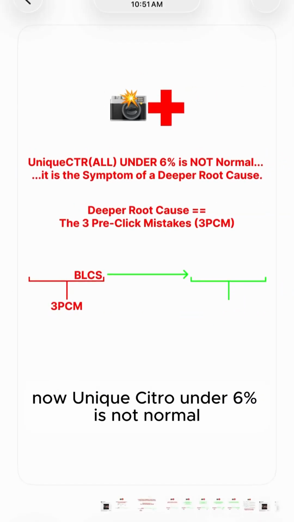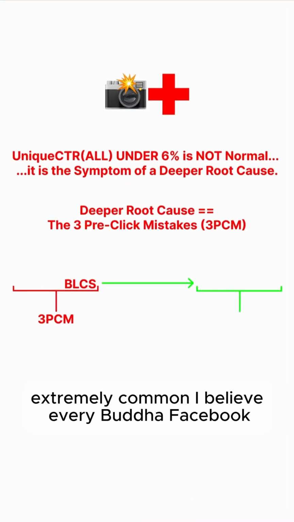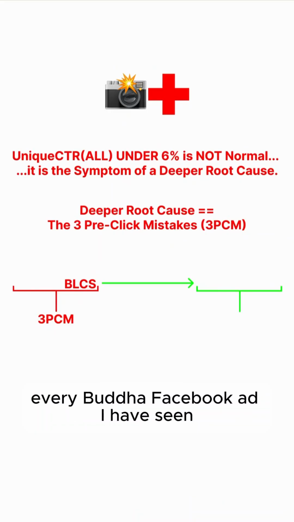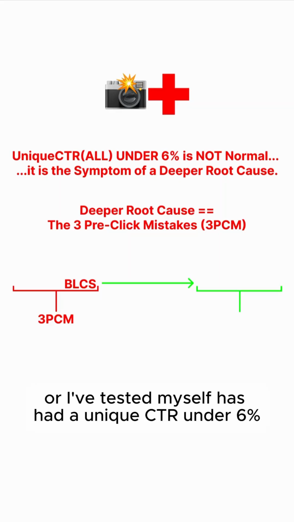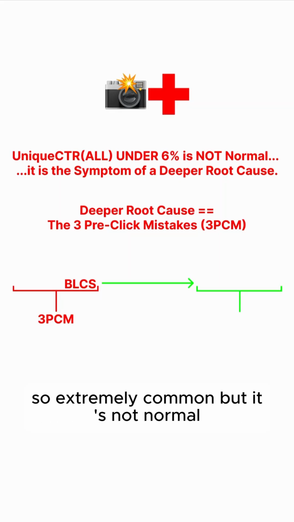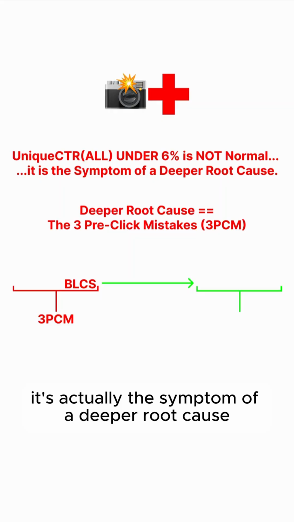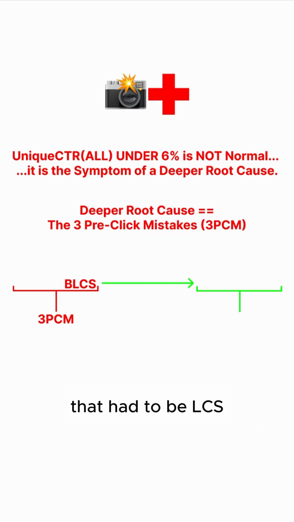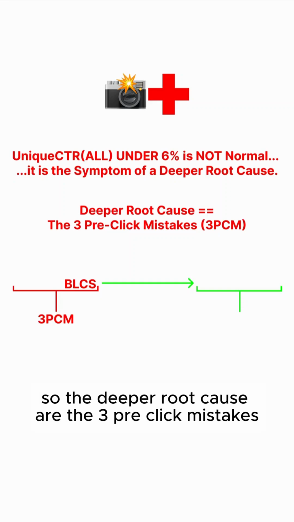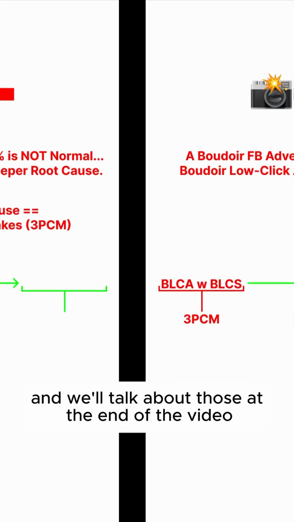Now, unique CTR under 6% is not normal. Extremely common, I believe, every Boudoir Facebook ad I have seen that I've been able to see the back end to, or I've tested myself, has had a unique CTR under 6%. So extremely common, but it's not normal. It's actually the symptom of a deeper root cause. This is 100% of the ads that I've seen that I did not create that had BLCS. So the deeper root cause are the 3 pre-click mistakes, and we'll talk about those at the end of the video.